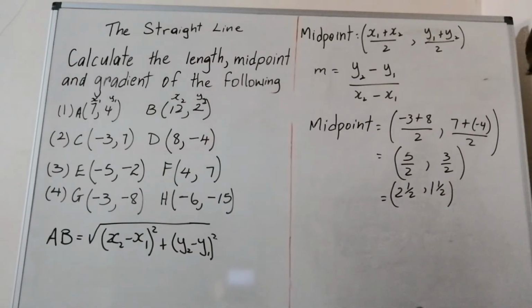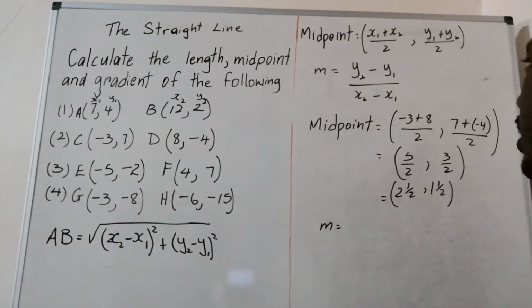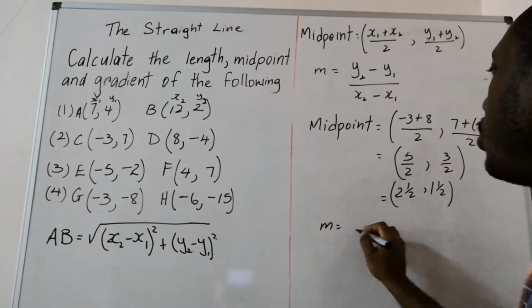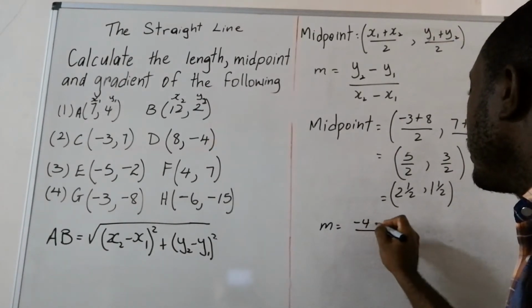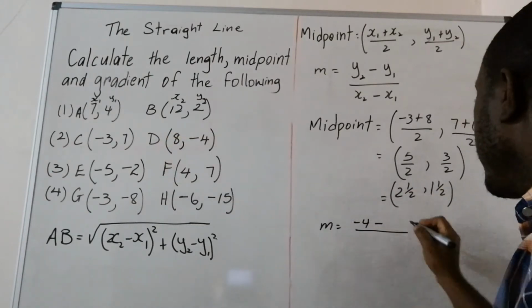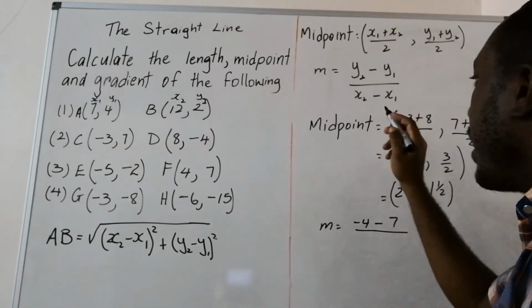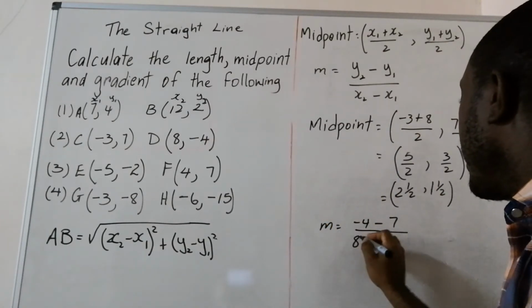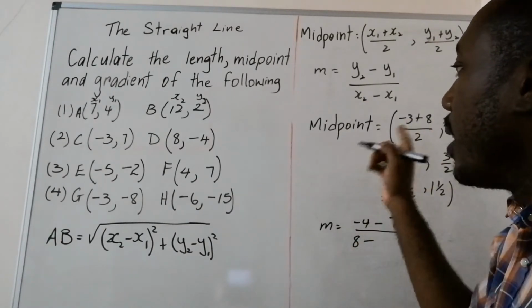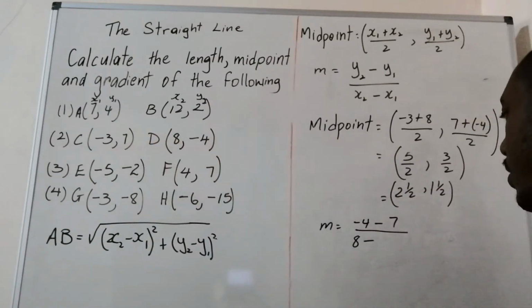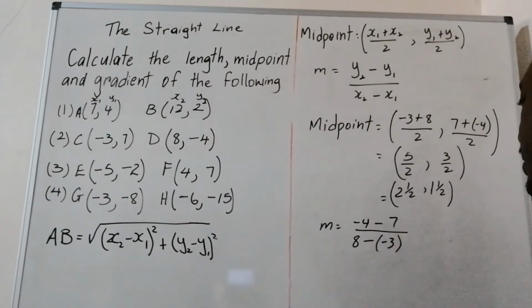Now to find the gradient. Remember, our gradient is y2 take y1, over x2 take x1. So y2 in this case is negative 4, so negative 4 take y1, which is 7, and x2, which is 8, take x1. Remember, x1 is negative 3. So 8 take negative 3.